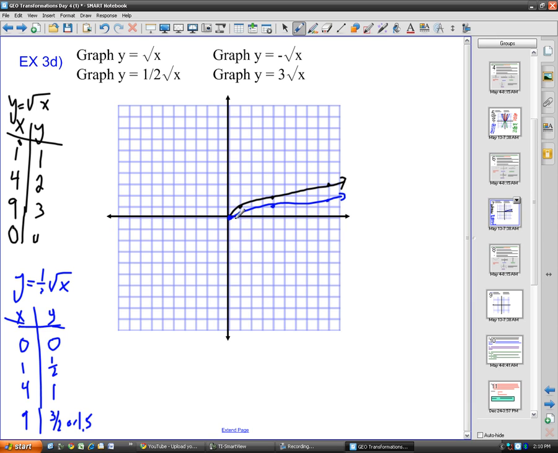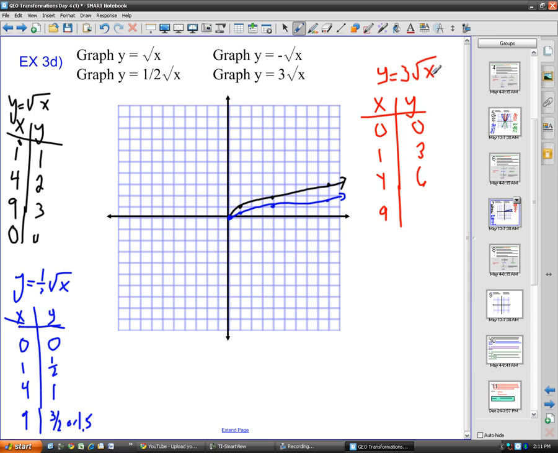We're only multiplying. So then the next one, y equals 3 times the square root of x. I'm going to still pick the same numbers because I still have to deal with the square root. So I've got 0, 1, 4, and 9, because these are perfect squares that I can take the square root of without getting decimals. Putting 0 in, I get 0. Putting 1 in, I get 1 times 3, which is 3. Putting 4 in, the square root of 4 is 2, times 3 is 6. And plugging 9 in, the square root of 9 is 3, so 3 times 3 is 9.